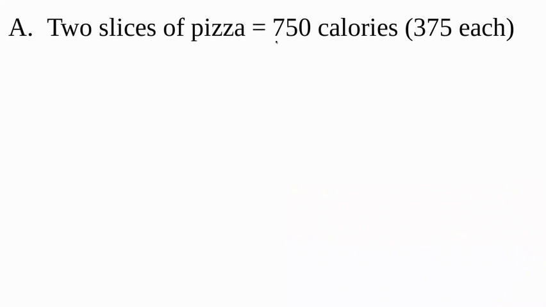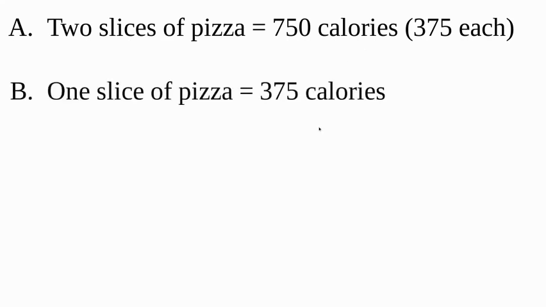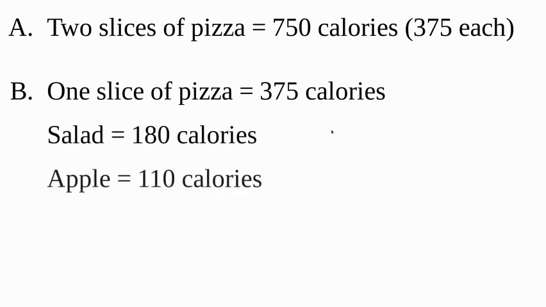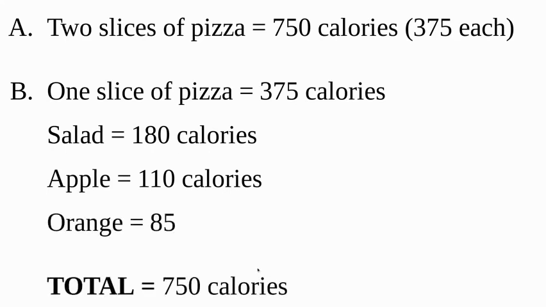Now, just so you all know, 2 slices of pizza equals 750 calories, 375 per slice, while option B was 1 slice of pizza at 375 calories, the salad at 180, the apple at 110, and the orange at 85. All of those from option B total to 750 calories. So the calories are numerically the same, but remember, not all calories are the same.